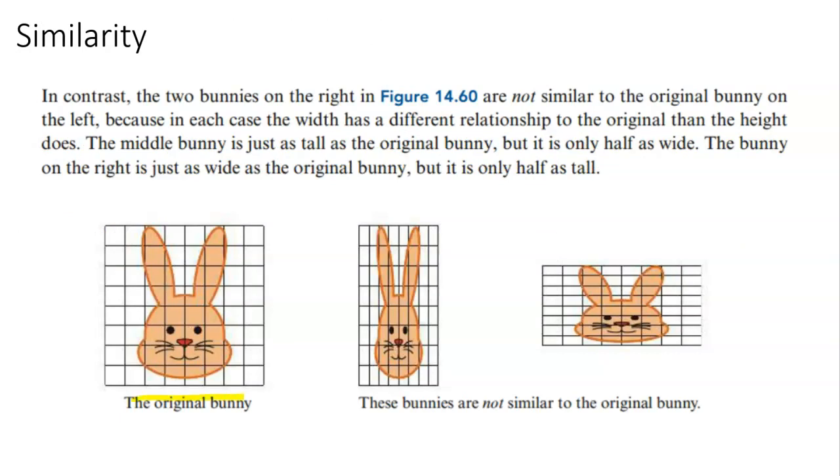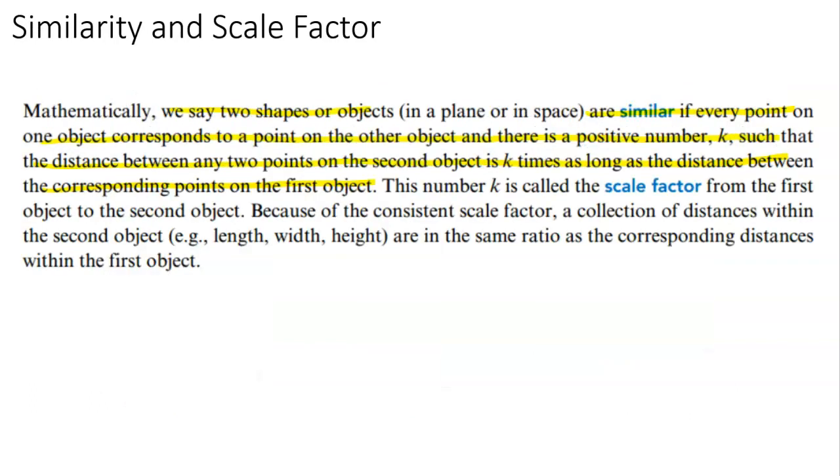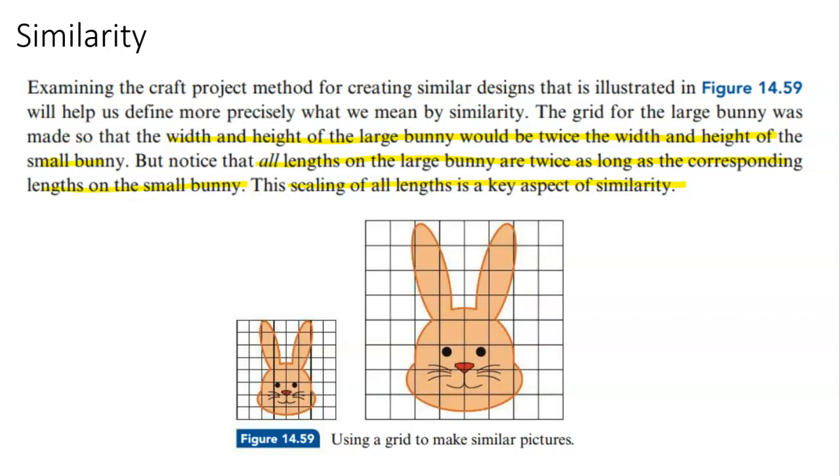This is the original bunny. These bunnies are not similar to these, and you can kind of just see that by looking at it, but that's because they're not scaled the same all around, right? The middle bunny is tall but not as wide. The last bunny is wide but only half as tall. And when we talk about similarity here, this scale factor, this k number, has to be consistent. It has to match on the same amount of width and height. So notice here that it's twice the width and the height, and that's how we end up with something similar. That twice means our k is 2.